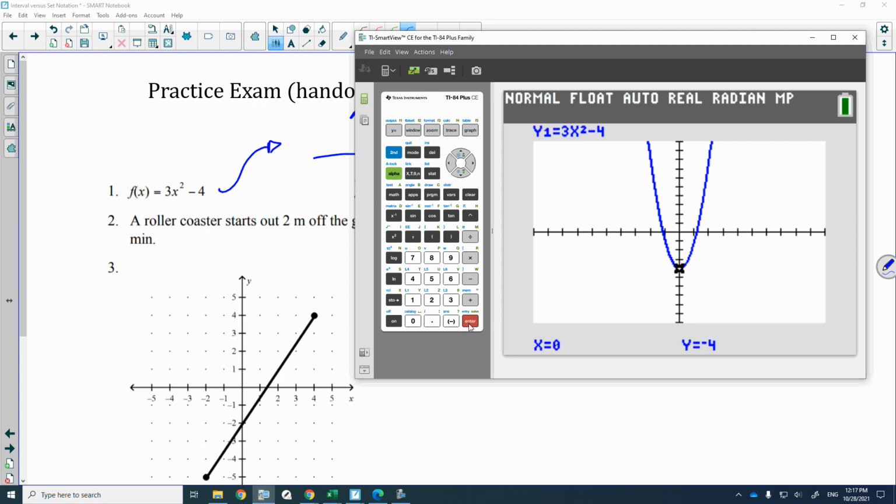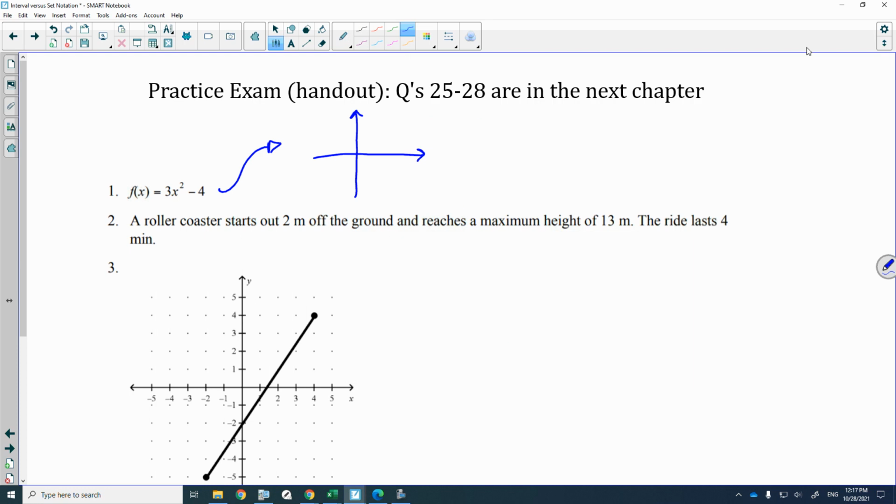Ainsley, question. Okay, so let's just do a quick sketch of this graph. Go down to negative 4.